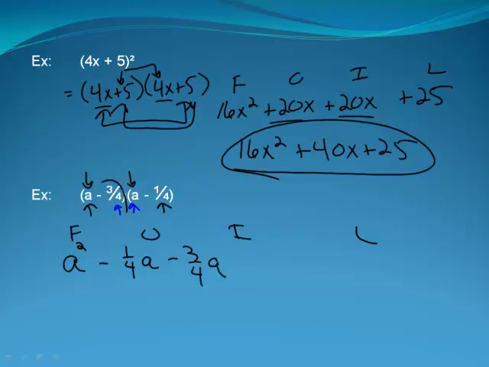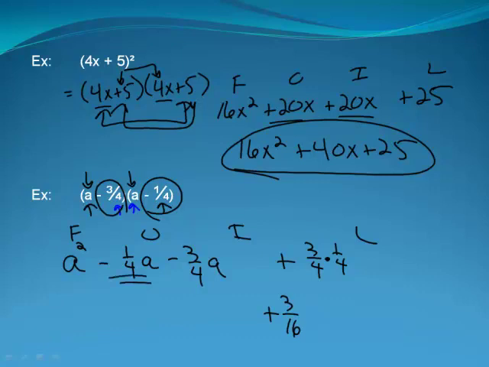And last two, make sure you carry the sign. Negative times negative is a positive. 3/4 times 1/4, I'll actually multiply that out over here. Multiply straight across, and you get plus 3/16. 3 times 1 is 3, 4 times 4 is 16.